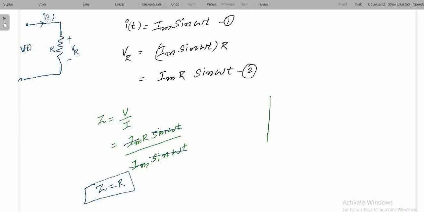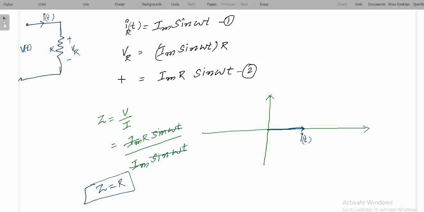Let us draw a phasor diagram for this purely resistive network. Here we are considering I of t is equal to Im into sin omega t. So let us consider here Im. So this is your phasor for I of t, or IR of t, that is current flowing through this resistor.